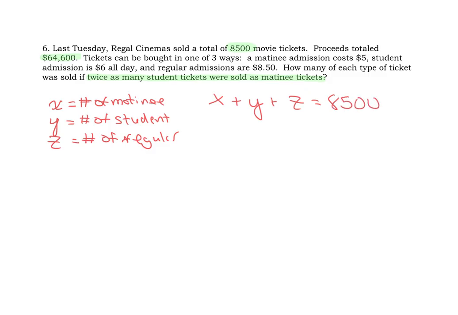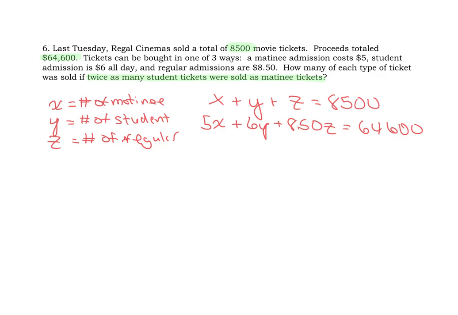The next total is money, so let's put money in front of each. The matinee costs $5 each. The student is $6 each. And the regular is $8.50 each. And that total amount was $64,600. So there's my two totals.